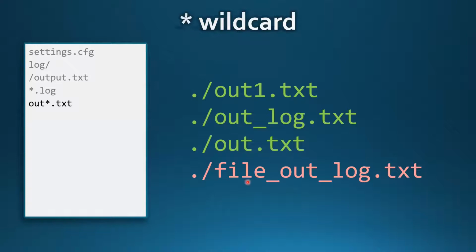However, in this last case, file_out_log.text won't get ignored. The reason is we have specified it must start with out, not just contain it. So in this case, it doesn't actually start with out. It contains out_log.text, which looks very similar, but because of the preceding file_, it's not going to match.